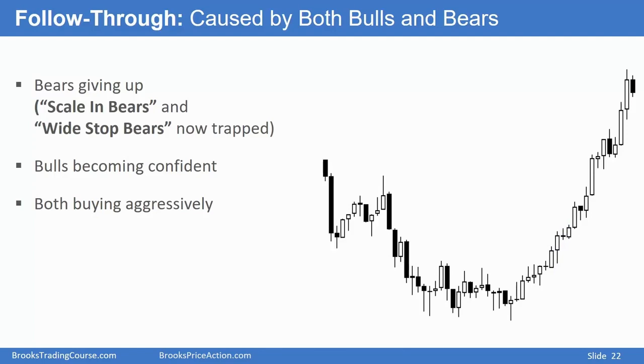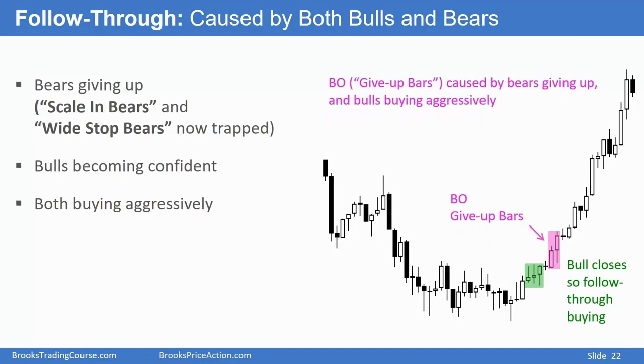They bought back their shorts. And it's also probably where the bulls who are waiting for high probability bought. You have bulls buying here, and you have bears buying here, and both are buying aggressively. The bears are desperate to get out of their losing trade before the loss becomes too big. And the bulls at this point realize the market has a high probability of going higher, so they're buying aggressively, and this is what followed. And it created a big bull breakout.